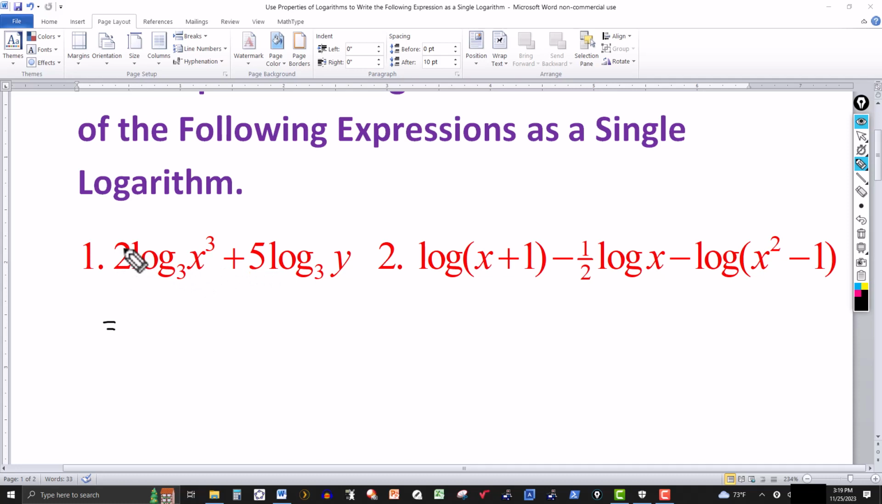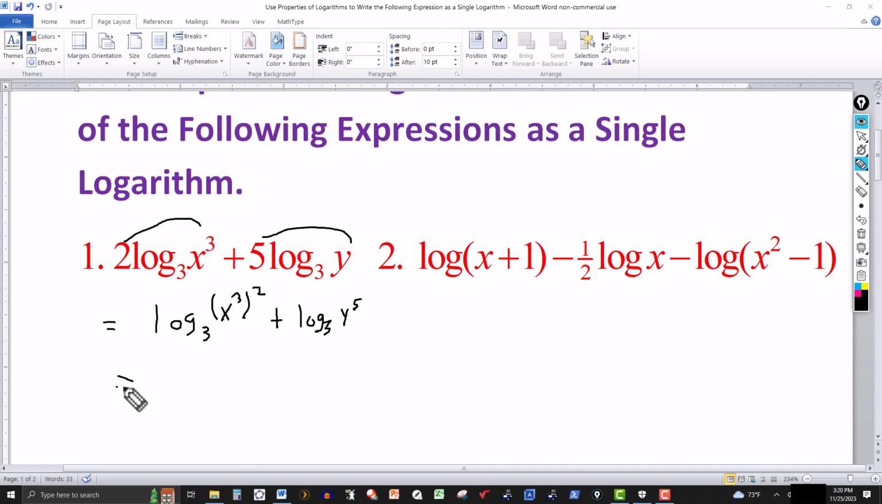So this is a coefficient. One of the properties tells me I can bring this over as an exponent. So this is still going to be base 3, and this will be x cubed, and the 2 now becomes the power of this expression. Same thing with the next one. Have a coefficient of 5. This 5 can become an exponent for this variable y. So this becomes the log base 3 of y to the 5th. And of course this one here will be power to a power. Here will be x to the 6.